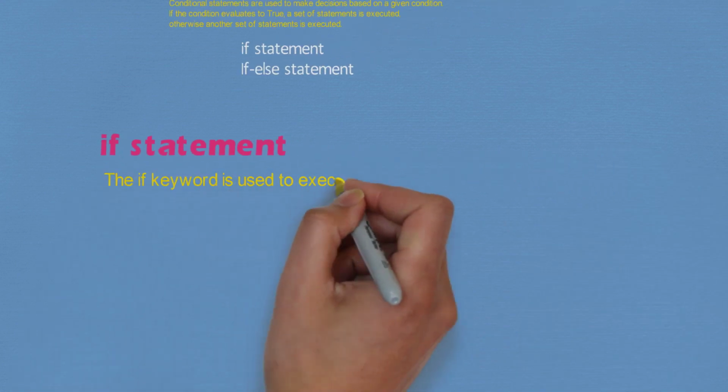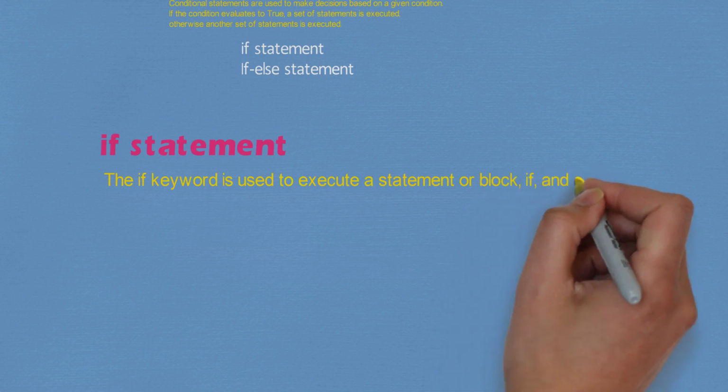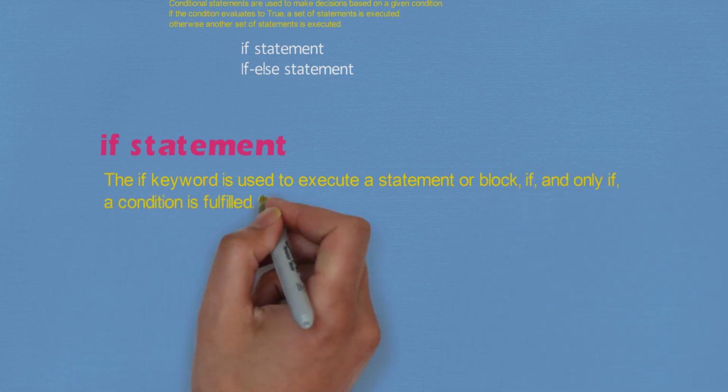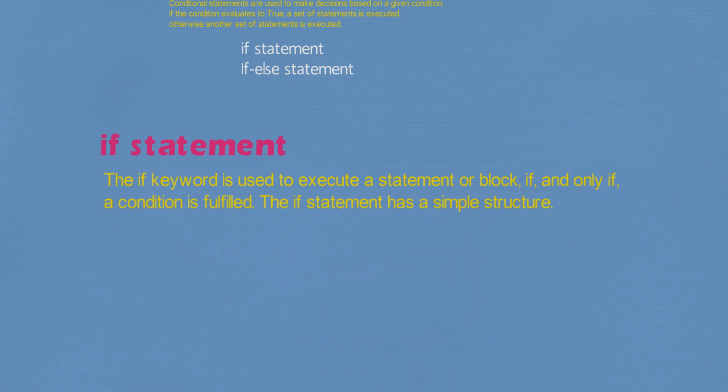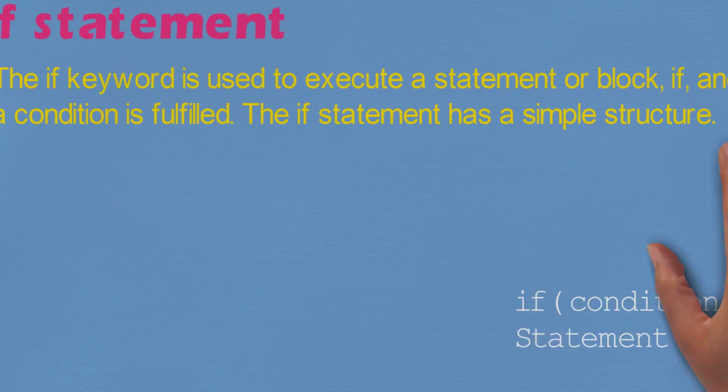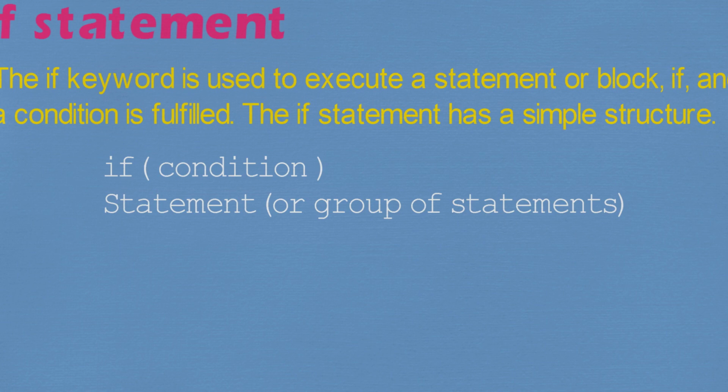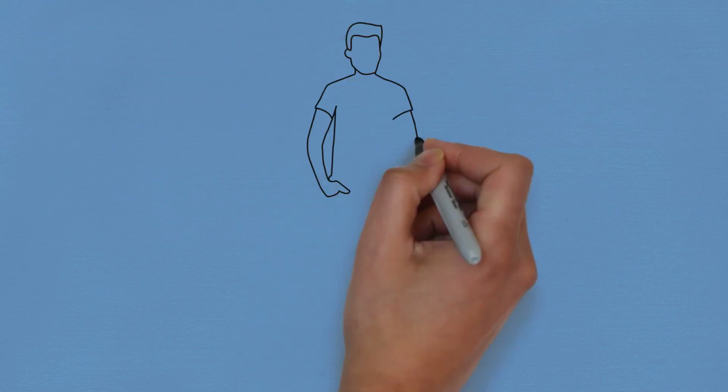The if keyword is used to execute a statement or block if, and only if, a condition is fulfilled. The if statement has a simple structure. That is, the above statement means, if the condition is true, then execute the statement or a group of statements. Here the condition is a statement which explains the condition on which a decision will be made.